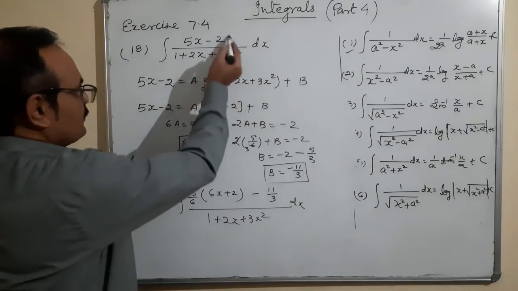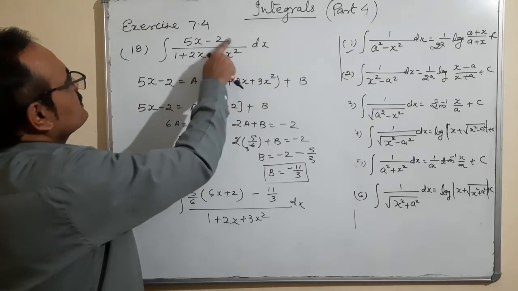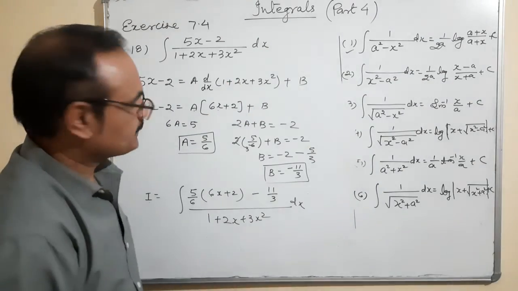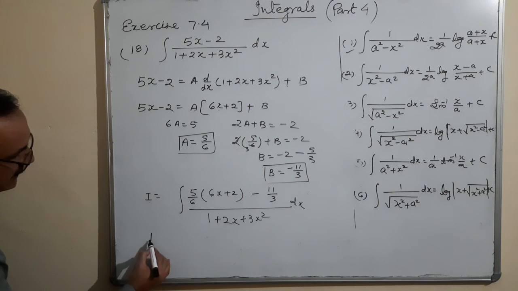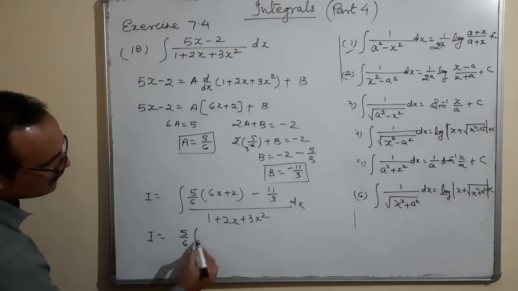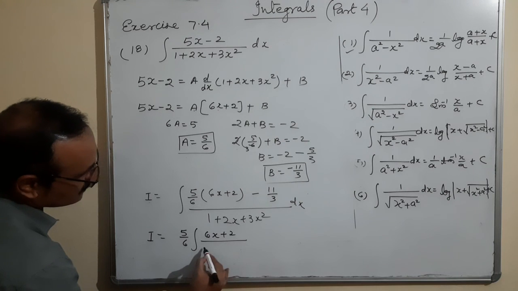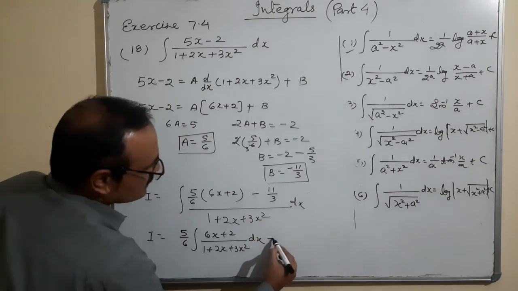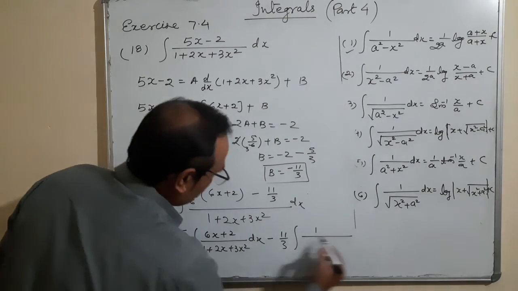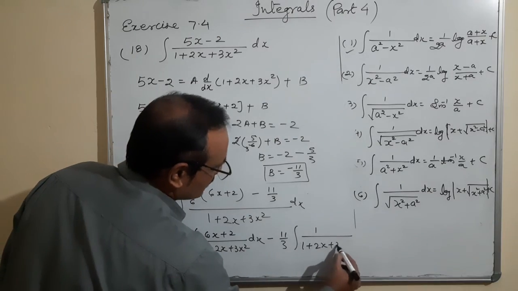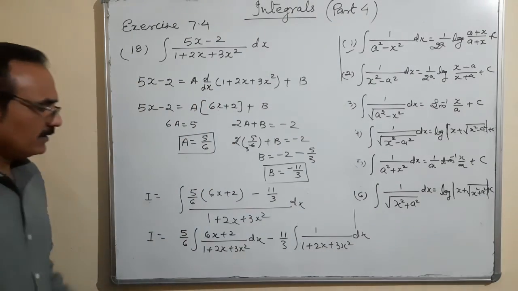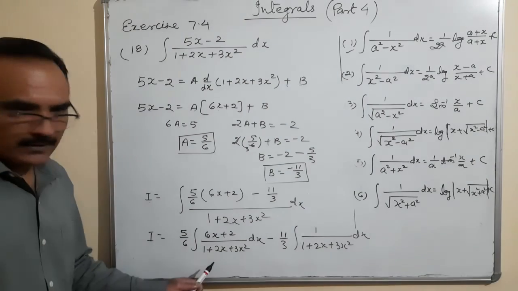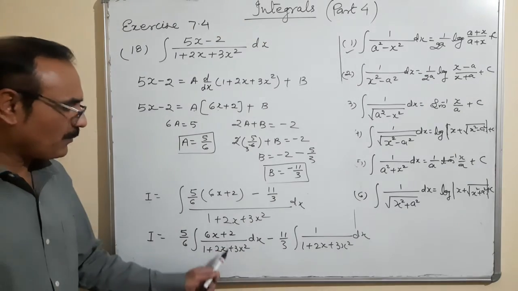You will remember it. If you want to delete this numerator term, you can write this term equal to any two constants: a times the differentiation of the denominator plus b. So here I can write I is equal to 5 upon 6, 6x plus 2 upon 1 plus 2x plus 3x square dx, minus 11 upon 3 and 1 upon 1 plus 2x plus 3x square dx. Its differentiation is very simple. What is it? This is equal to t, 6x plus 2 dx dt, 1 upon t, it is log t.